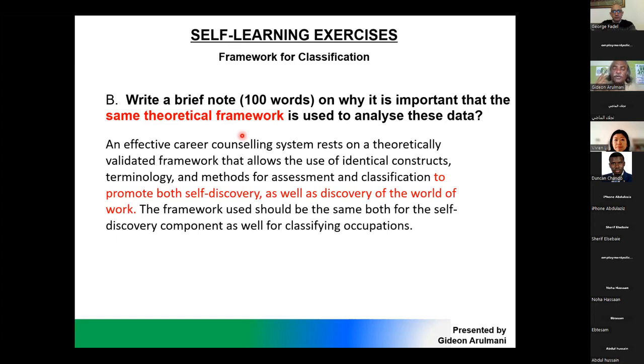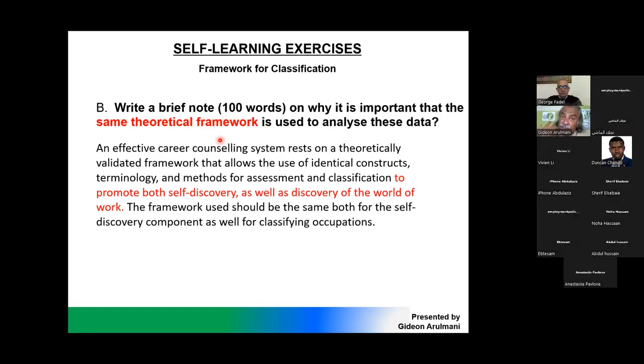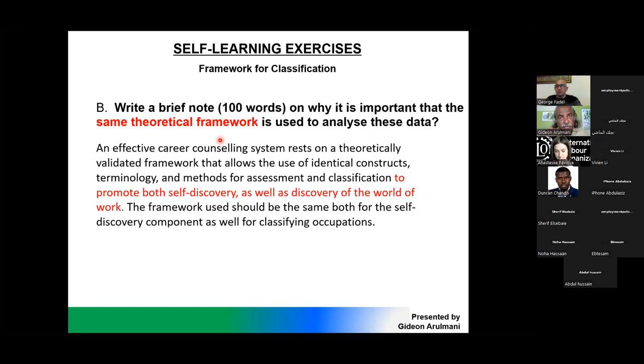And I have shared with you two frameworks. One is the Holland framework, and we've discussed all the limitations of the Holland framework, the cultural limitations and so on. And I've also shared with you a metacultural intelligences-based framework. So in this answer, what we are expecting is: an effective career counseling system rests on a theoretically validated framework that allows the use of identical constructs, terminology, and methods for assessment and classification to promote both self-discovery as well as the discovery of the world of work. Those are the main points we covered.